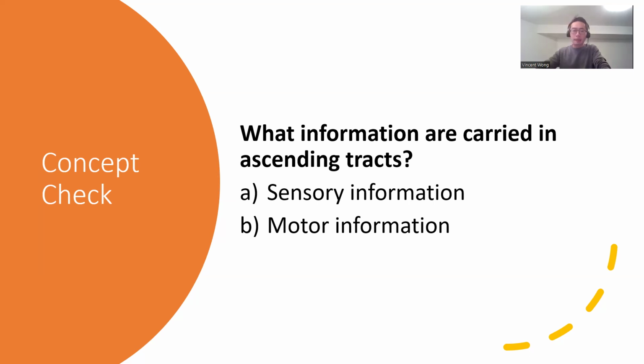Okay, not bad. The ascending tracts, that's the blue one I keep drawing. They go up the back of the spinal cord and they carry sensory information. Ascending tracts carry sensory information to the brain.